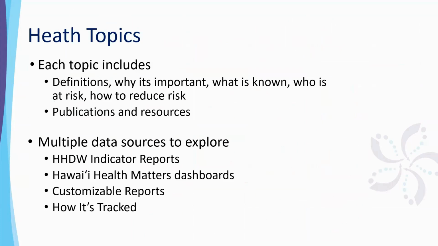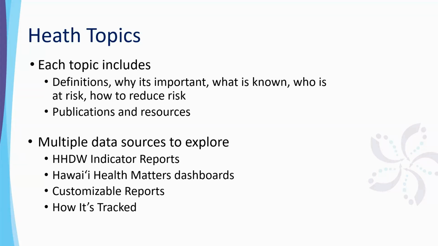When you select a topic, you'll see an overview of important information, including definitions, why the topic is important, what is known, who's at risk, and how to reduce risk. There'll also be links to relevant publications and resources, and there are several ways to explore the data that's available for the selected health topic. These include HHDW indicator reports, Hawaii Health Matters dashboards, customizable reports, and details about other data systems that collect information on the topic.